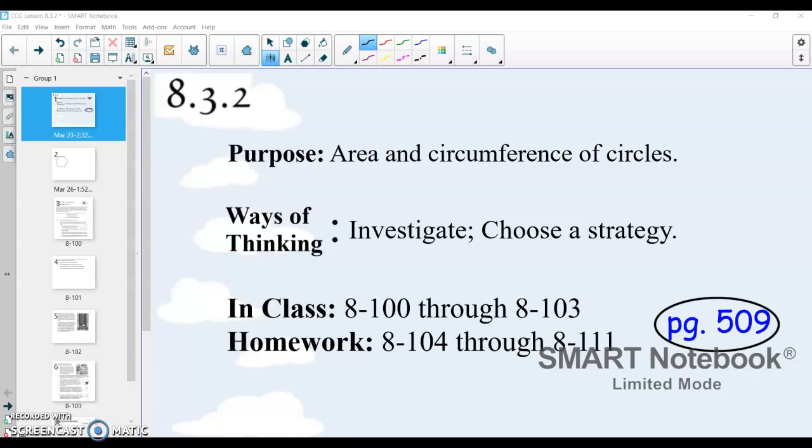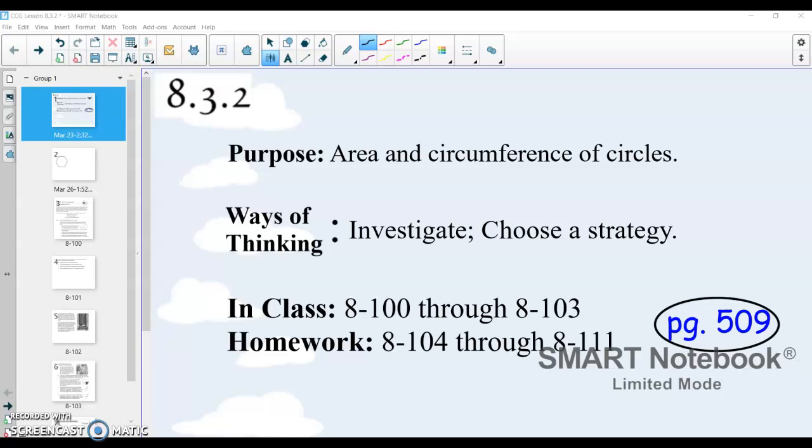All right, here is my go at lesson 832, near the end of chapter 8. And we've done a lot in chapter 8 that we've probably forgotten since this whole break started. And so I'm just going to start by doing a quick review, and then we'll get into the first problem.